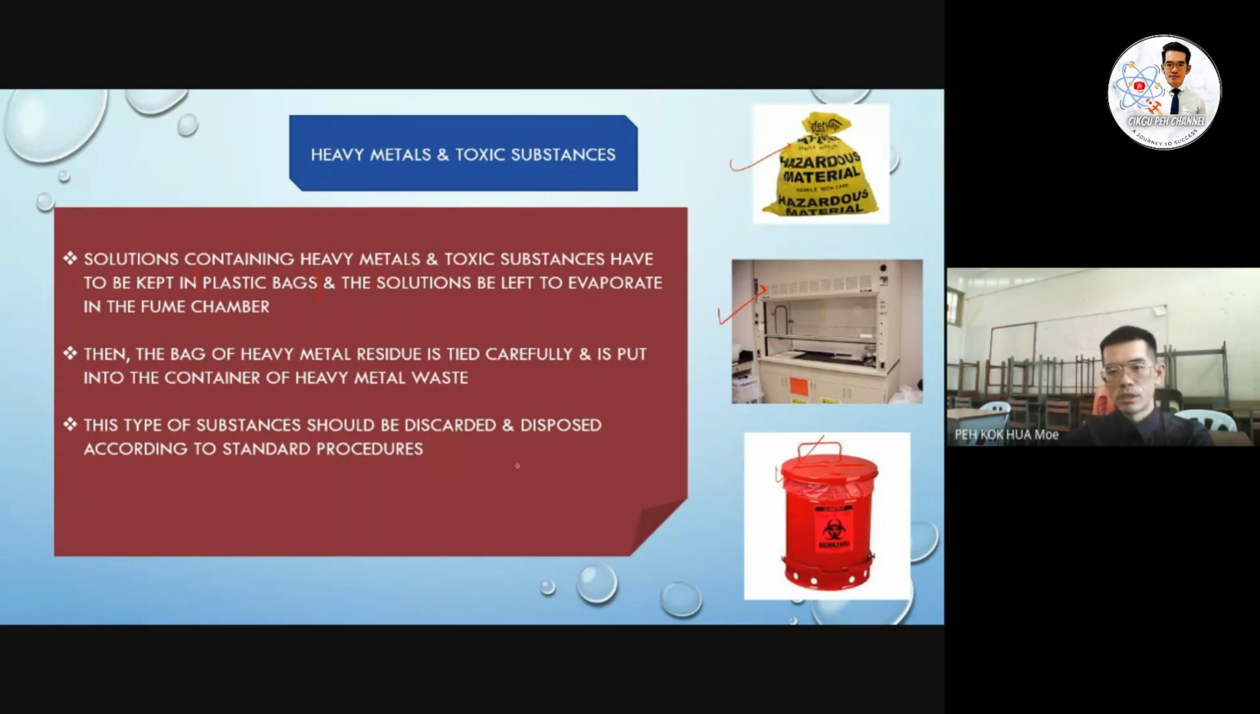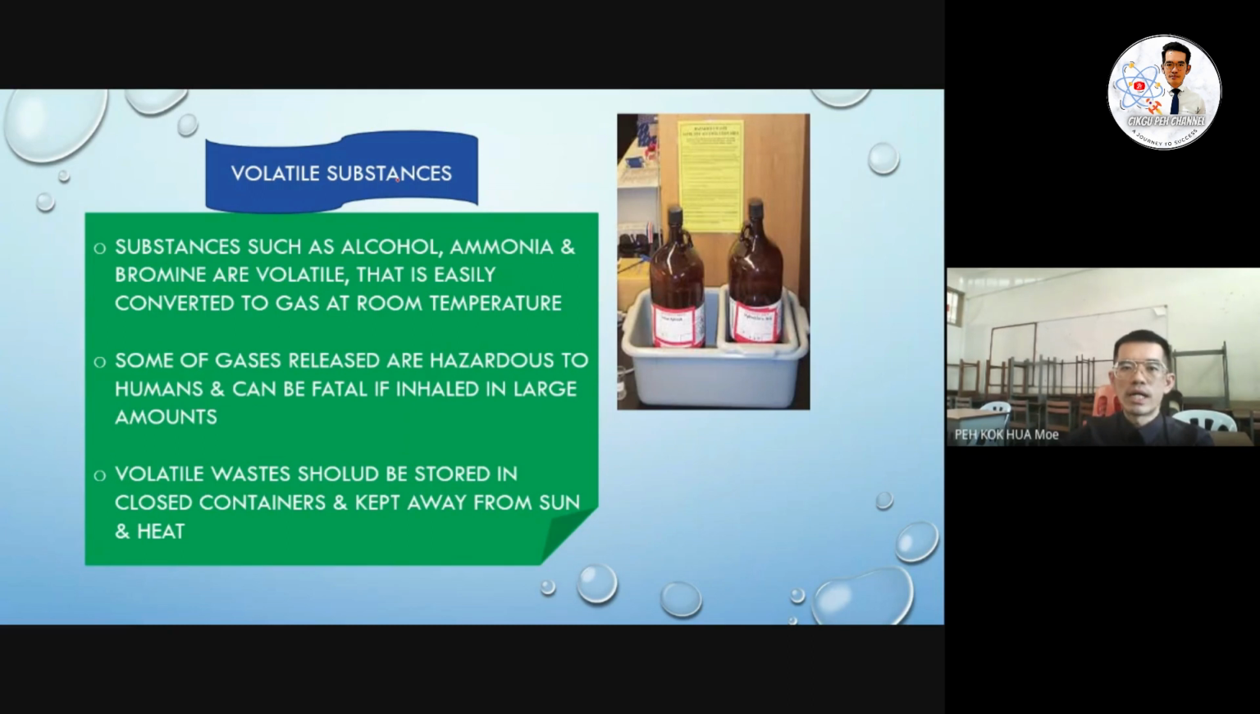And the next will be volatile substances. Here we have alcohol, ammonia and bromide. They are volatile and easily convert to gas at room temperature. Some of the gases released are hazardous, which means dangerous to humans, and can be fatal if inhaled in large quantity. Volatile waste should be stored in a closed container and kept away from sun and heat, because they are flammable.